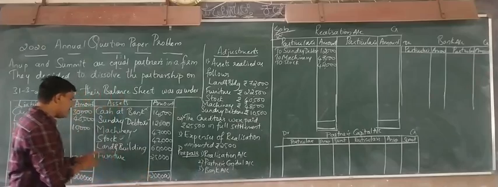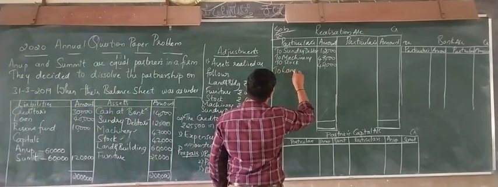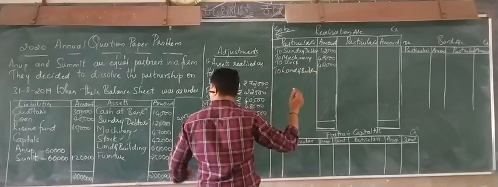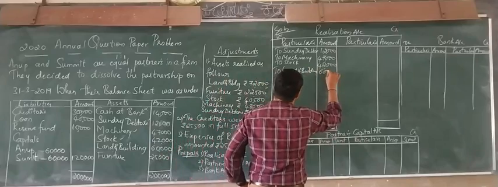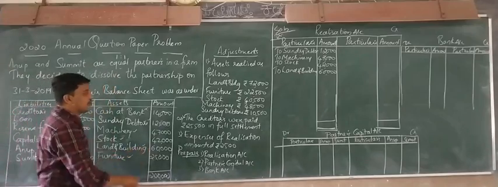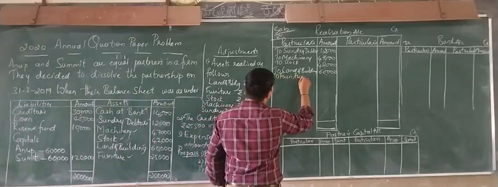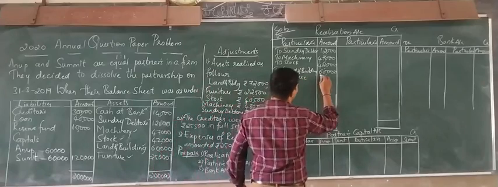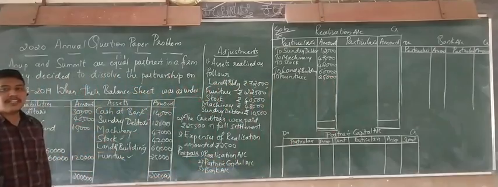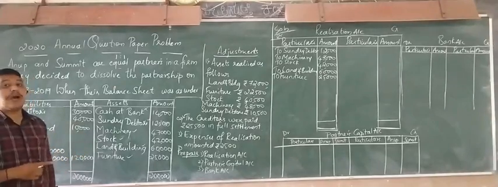Next one, land and building. To land and building. What is the value? That is 60,000. 60,000 we have recorded. And next one, furniture. What is the value of furniture? That is 25,000. So we have recorded all the assets except cash in hand and cash at bank, all at the book value.